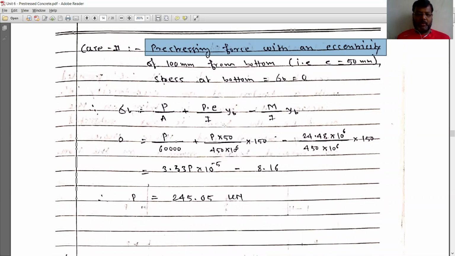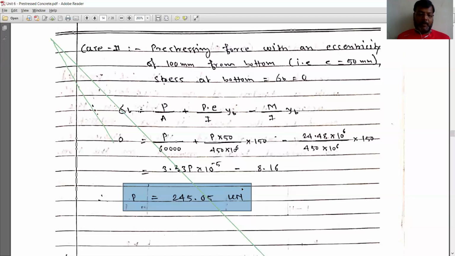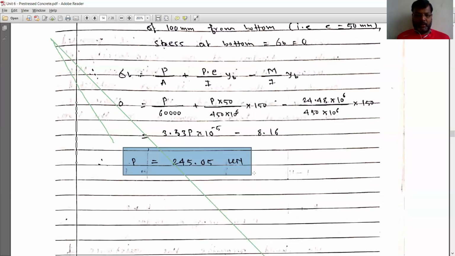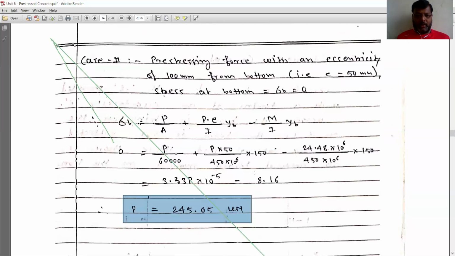Directly you put all these values again here. The value of P is unknown to us, and all the remaining values are known. If you put all these values, you will be able to get the value of P. So the value of P will be equal to 245.05 kilonewton. In this way, you will be able to find out the values of the pre-stressing force by using the stress concept.